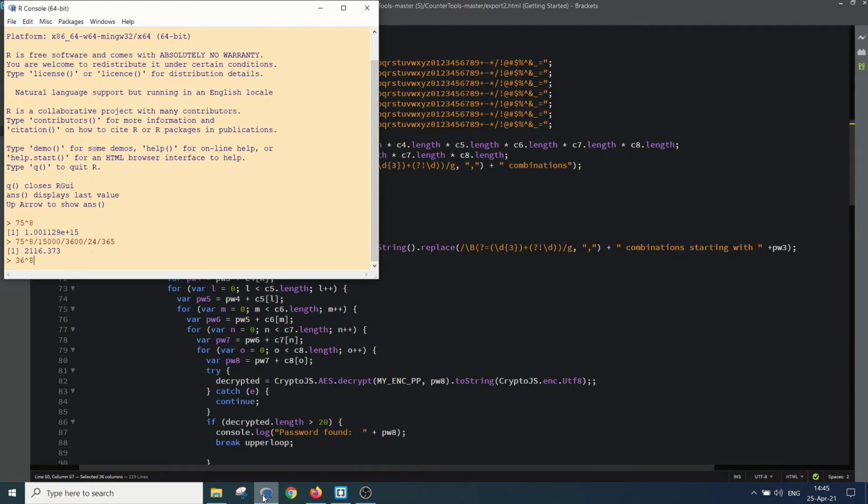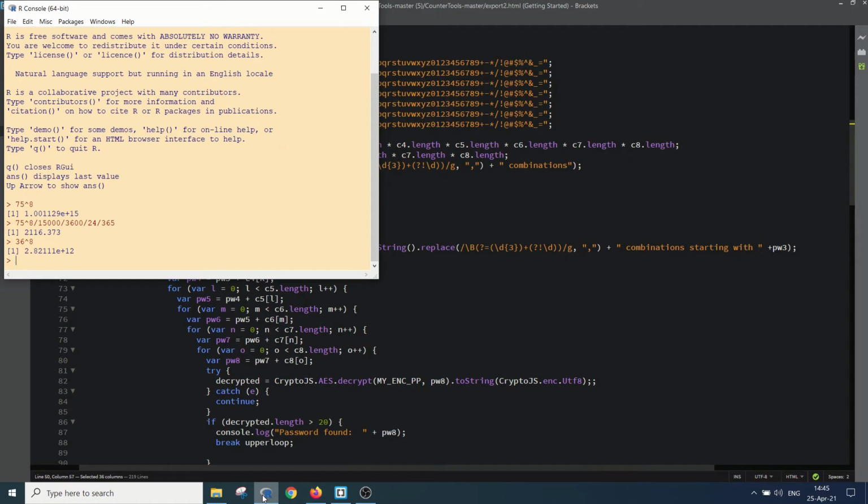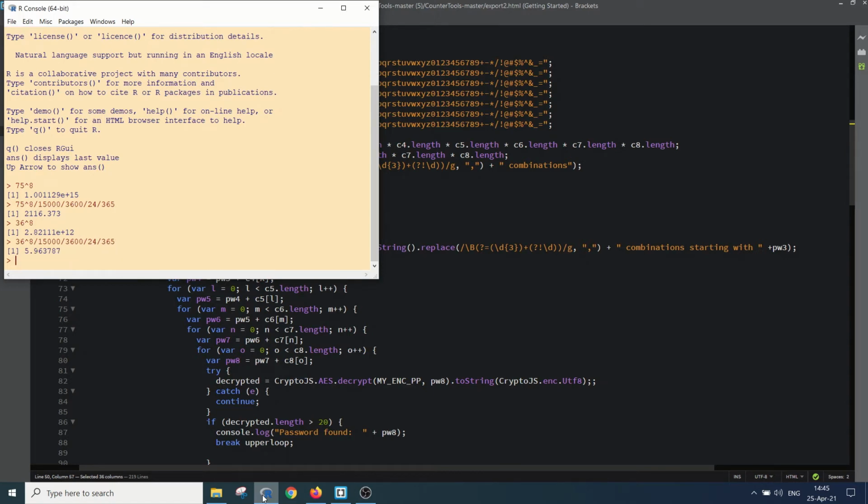36 to the power of 8. Okay, 2 trillion. What would that mean in terms of years to wait? Still 5 years, potentially 5 years. There's something about this though. This is a worst case scenario. So 5.9 years would be the worst case.